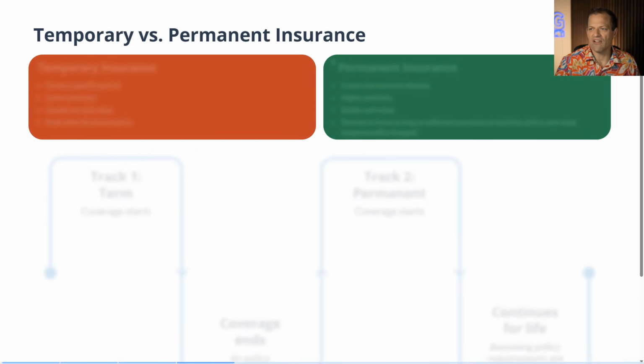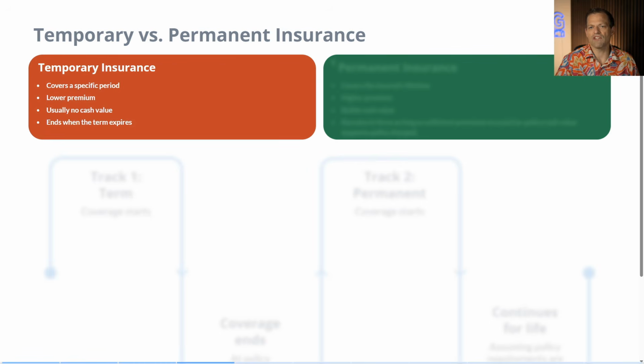So a little bit of detail here, going into the difference between temporary and permanent insurance. First of all, temporary covers a specific time period, right? It's not a forever plan. It's for a specific time period. So temporary means it doesn't last forever. So it's a term. Term is the very common word for term insurance, or for temporary insurance.